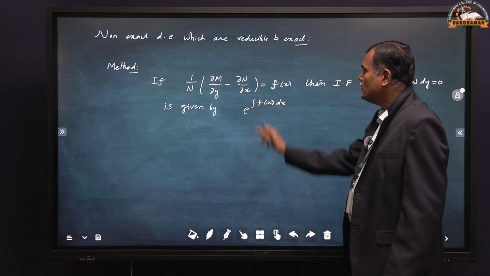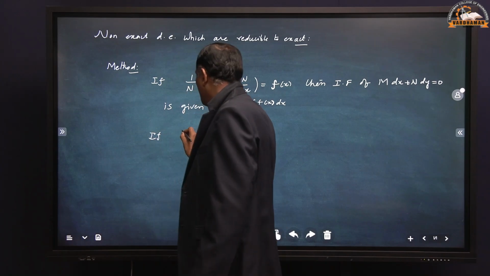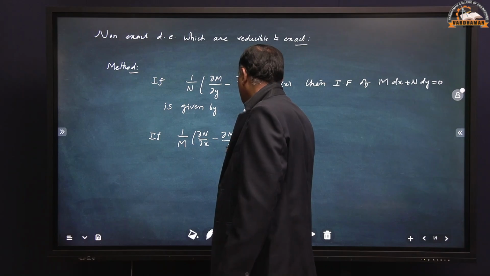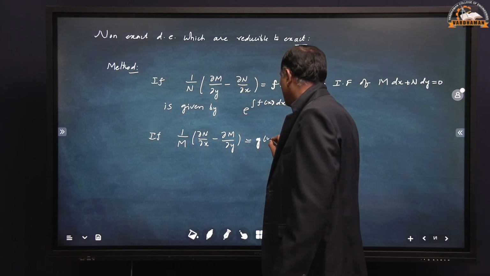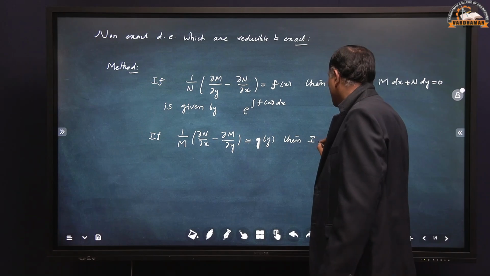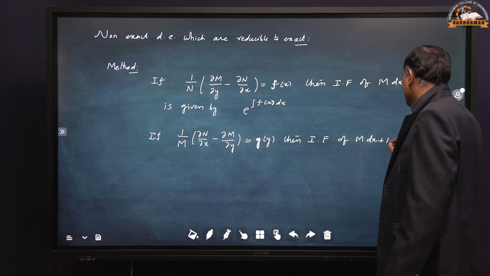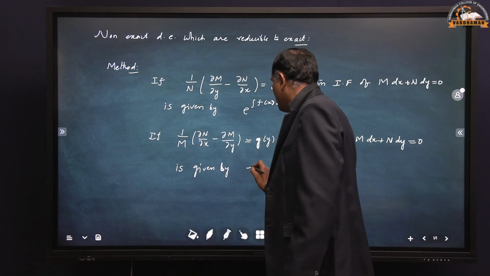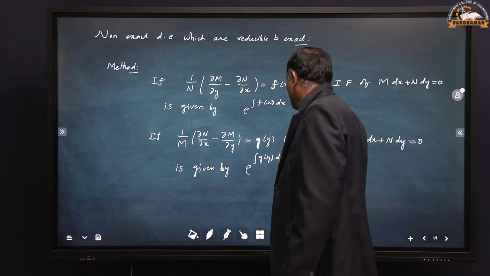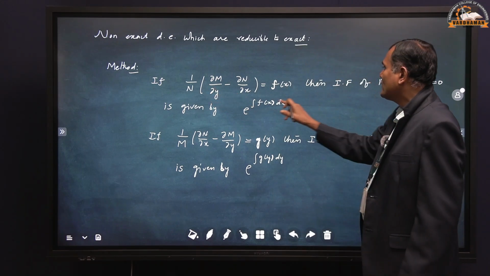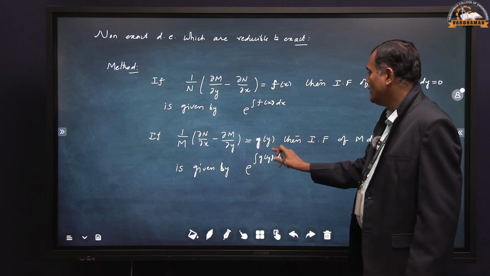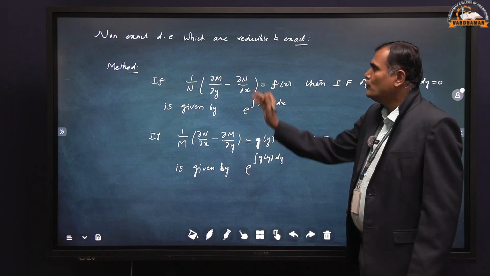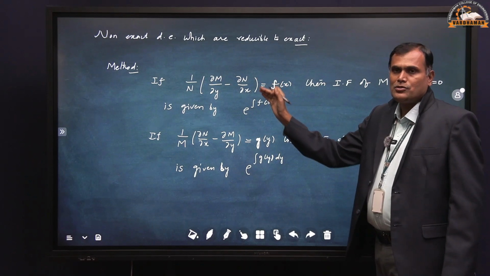This gives the integrating factor in this case. The other one is, if 1 by m times (dou n by dou x minus dou m by dou y) is some other function of y, then the integrating factor of m dx plus n dy equals 0 is given by e power integral g of y dy. In the first case, the integrating factor is e power integral f of x dx. In the second case, it is e power integral g of y dy. Now I am going to discuss an example based on this method.